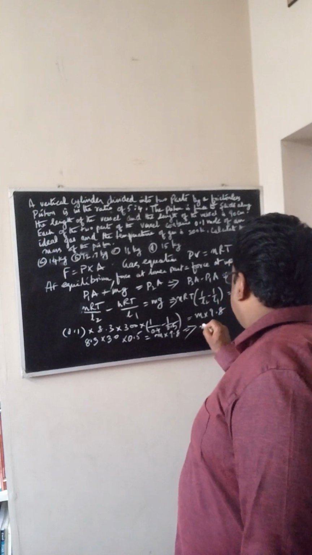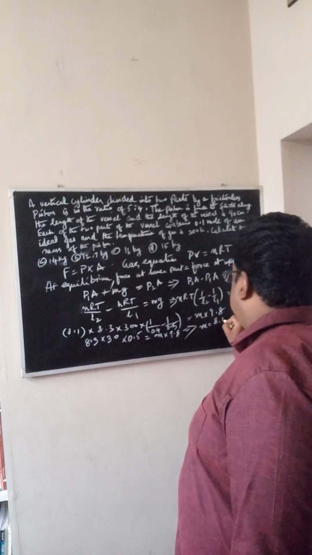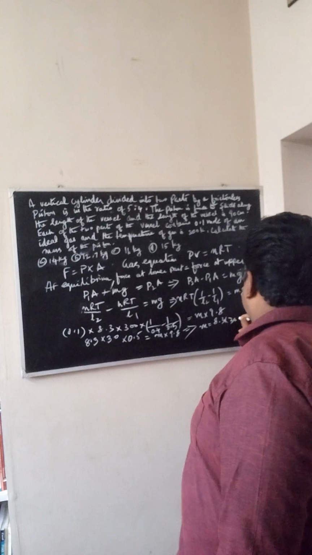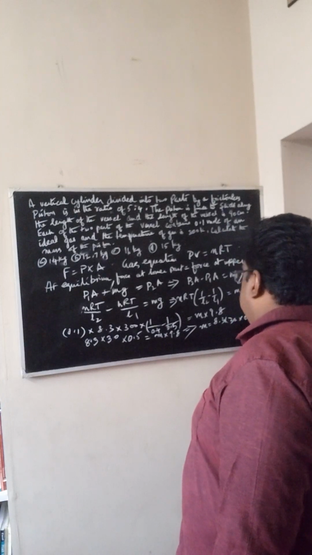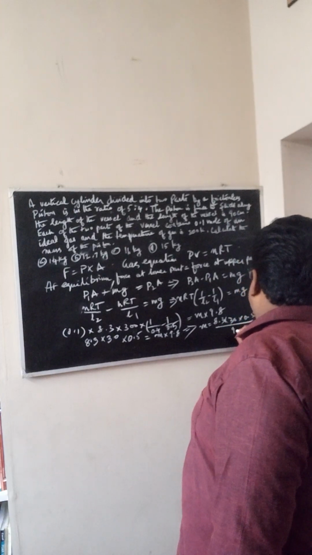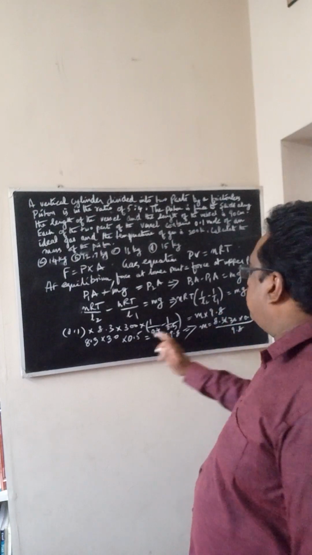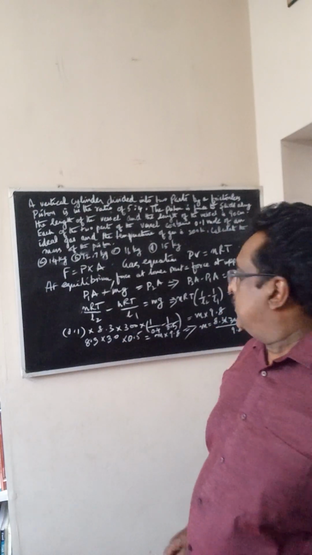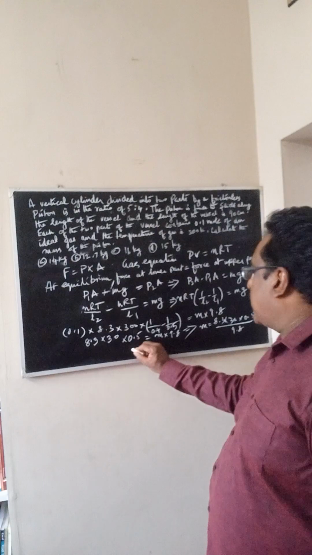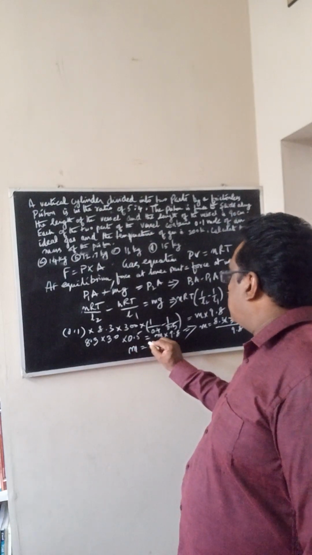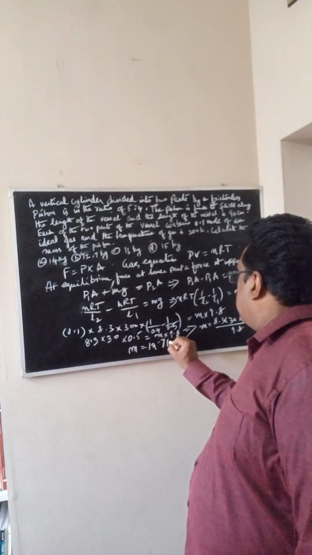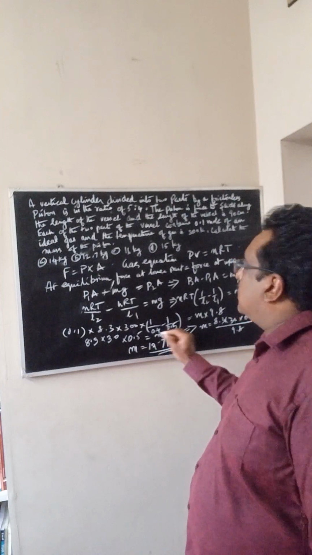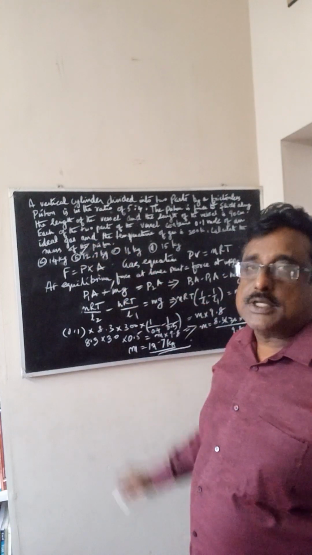From this, I calculate m as 8.3 into 30 into 0.5 divided by 9.8. I take the g value to the other side. Now you simplify this value, I get mass equal to 12.7 kilogram. So option B is the correct value.